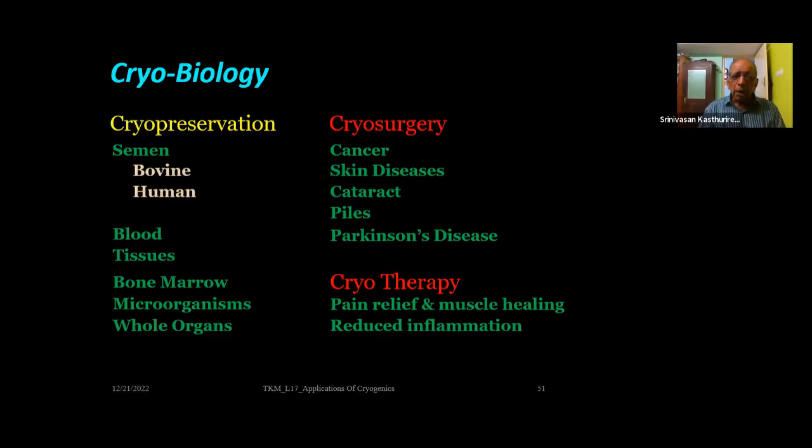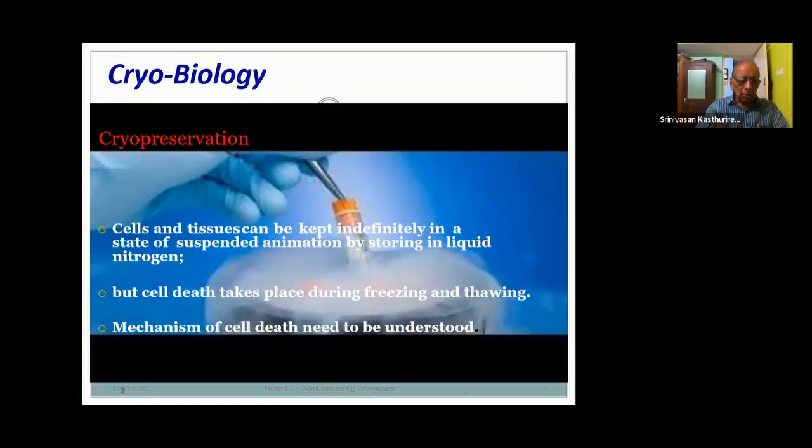Then you can also use cryogenics as a therapy. That means you can use it to give a feeling that cryogenics is good for you. You can think of, for example, muscle healing, or a nitrogen environment so that you feel the pain is relieved, or to reduce inflammation. All those things are possible under cryotherapy. So one by one we'll see. First we'll start with cryopreservation. So what do you do in cryopreservation?